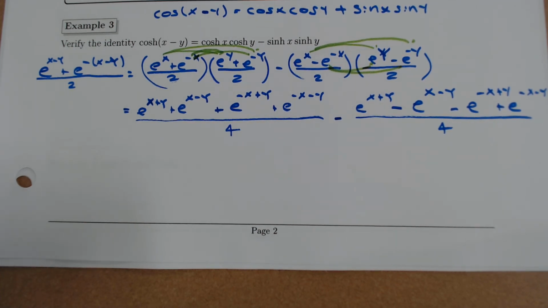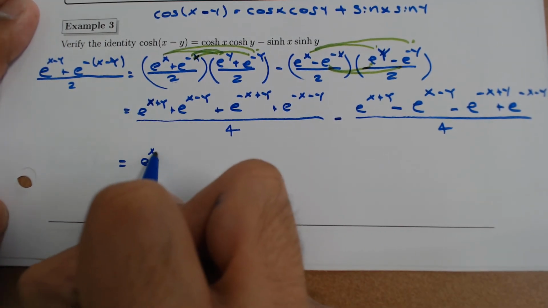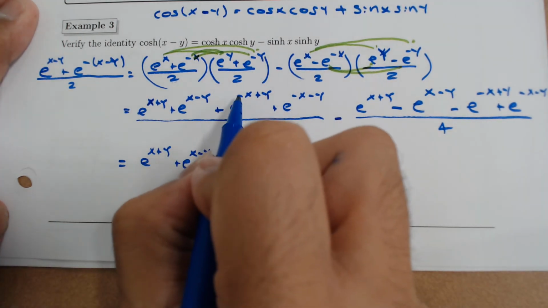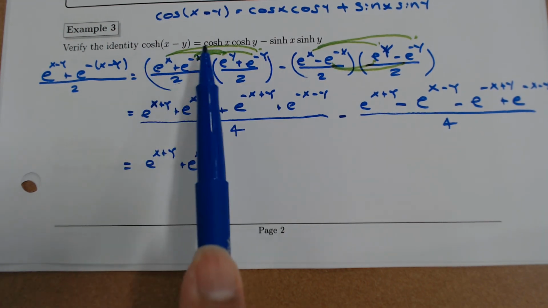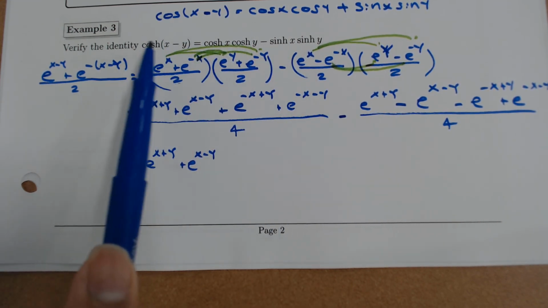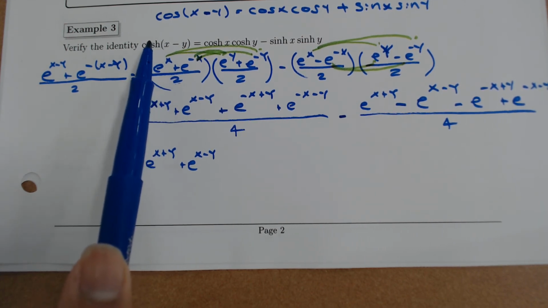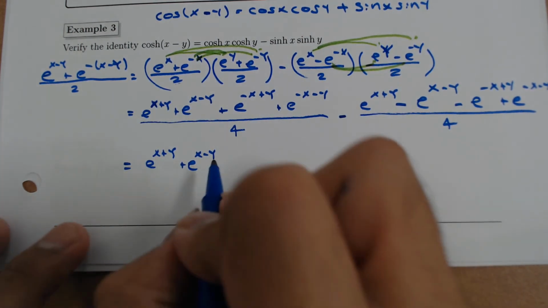In particular, let me put everything together into a single fraction. So e to the x plus y plus e to the x minus y. And then over here, I'm going to factor out the negative sign from the x, to make sure that all the x's have a positive sign. Why am I doing that? Because we want to get from the most complicated side of the identity to the easiest version of it. And notice the sign of x in this case. Isn't it a positive x and a negative y? So that's why I need to factor this out.